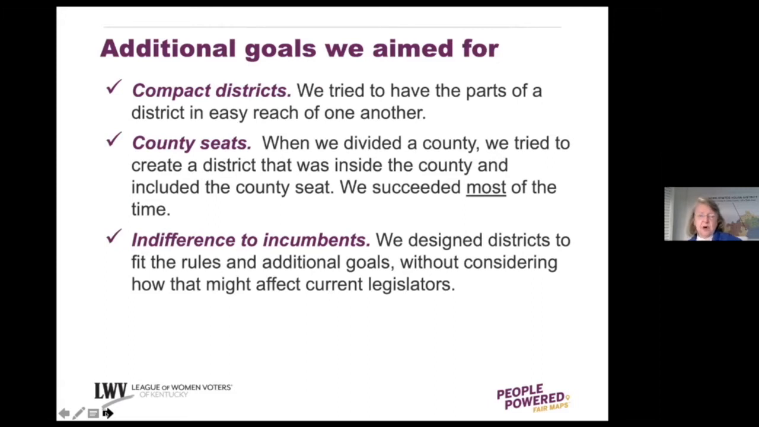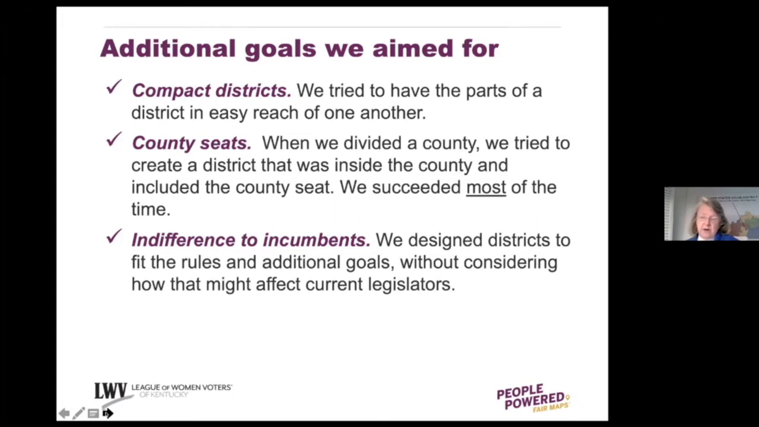Now we followed, next slide, or Susan followed some additional goals. One, we tried to make the districts more compact, and you will see some very long, skinny, strange looking districts in just a few minutes. The second thing we tried to do is in every county have a district within the county that included the county seat. We were able to do that most of the time, and in some cases that was difficult.